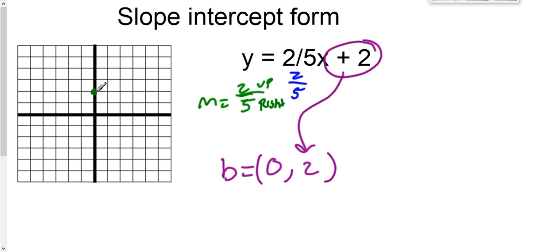So we start at 2. We go up 2, right 5. We could also go the exact opposite, negative 2, negative 5. That's down and left 5, just so we can have a few more dots on the graph. We connect the dots, and we have our line.